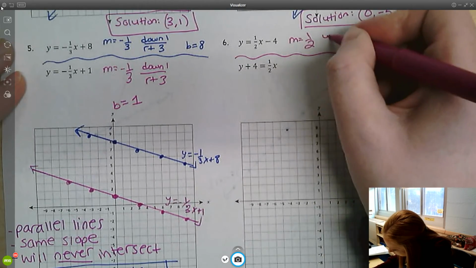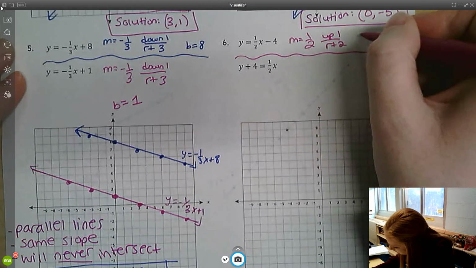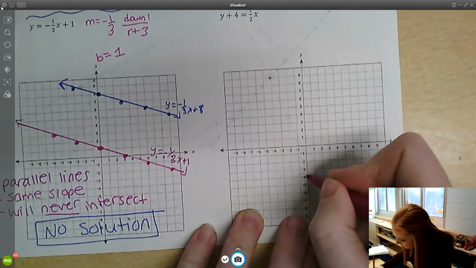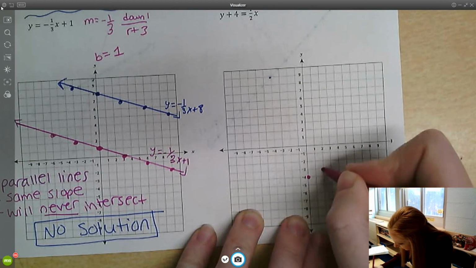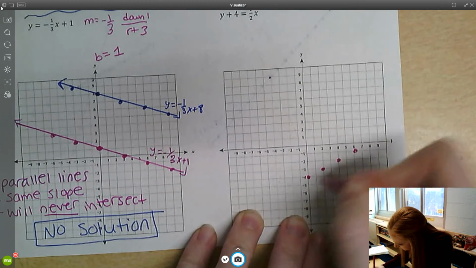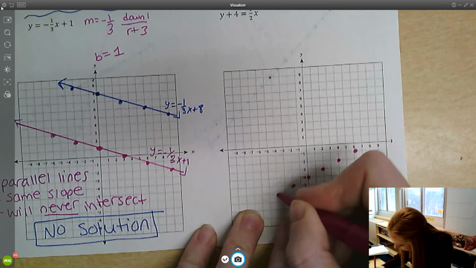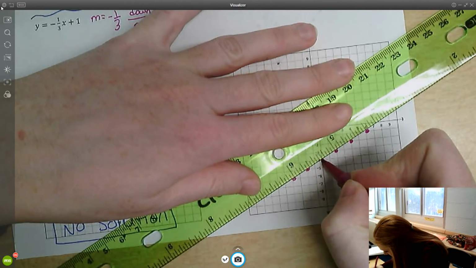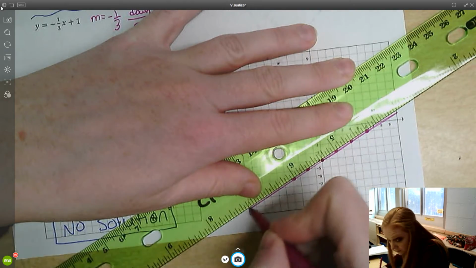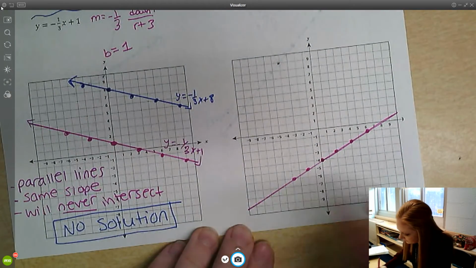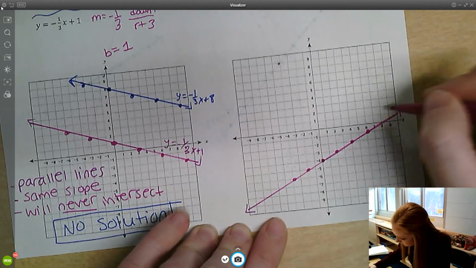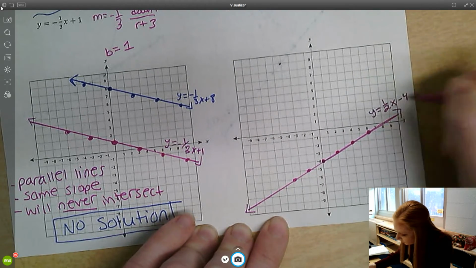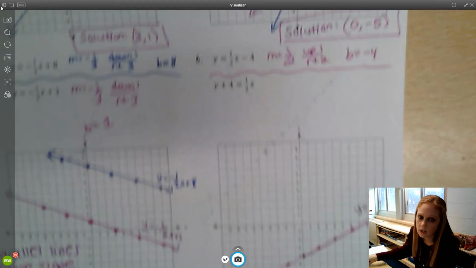So that means we're going to be moving up 1, right 2. And we have a b of negative 4. So beginning at negative 4 and moving up 1, right 2. Down 1, left 2 to reverse it. This is the line y equals 1/2 x minus 4. Okay, let's look at the next one.